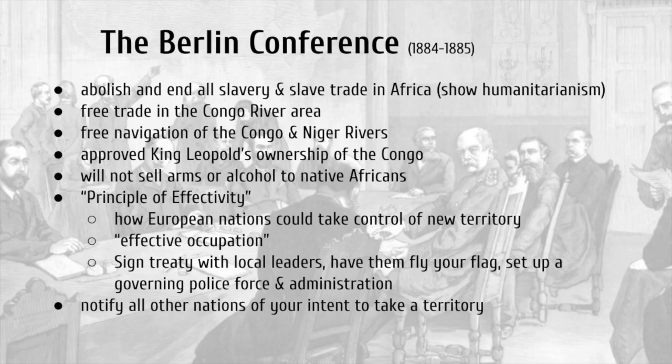Now, they are going to go down there and abolish slavery, but again, that's another sort of mixed message, as slavery is one thing and forced labor is also very similar to slavery.